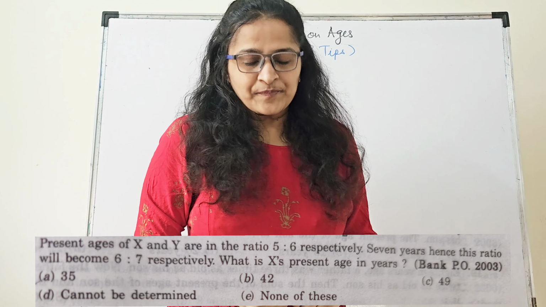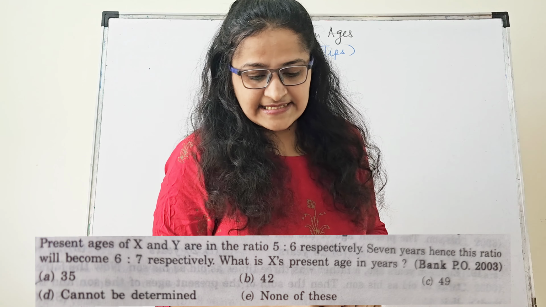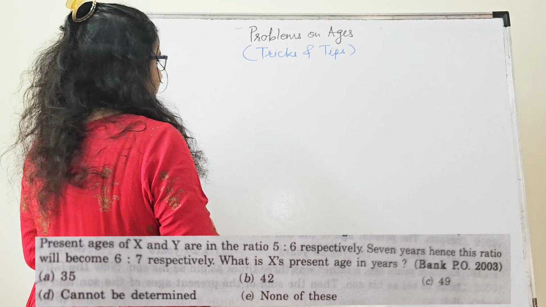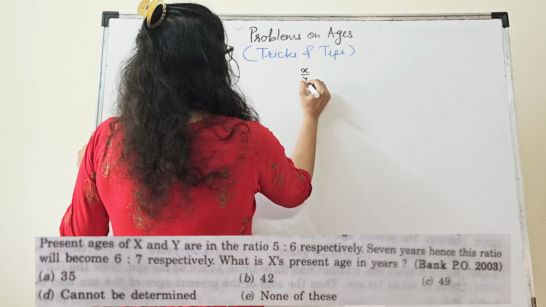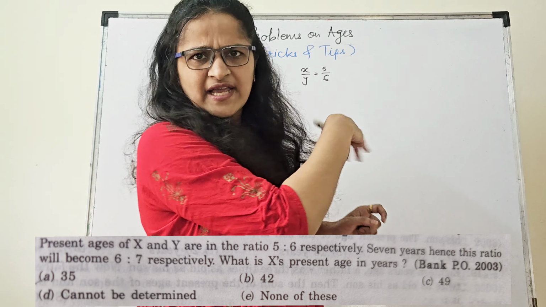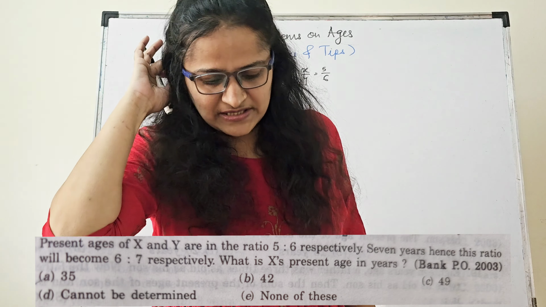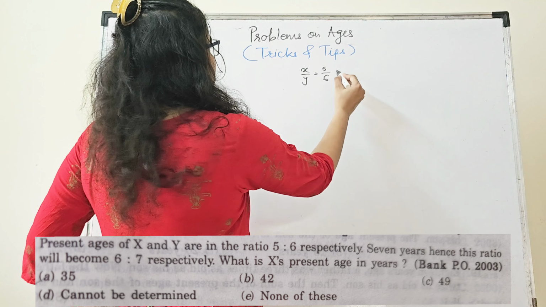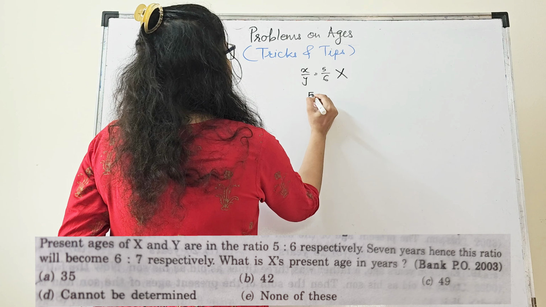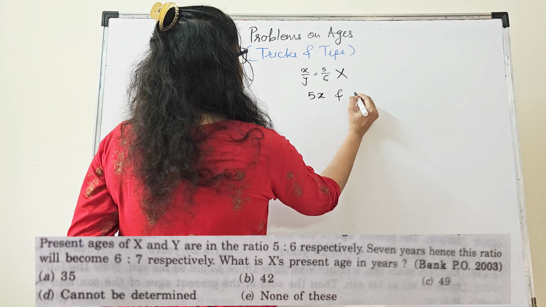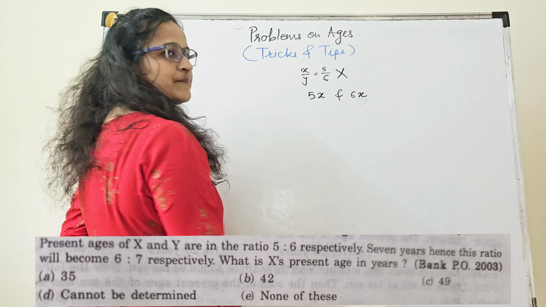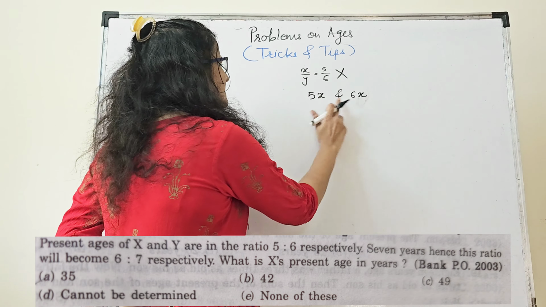Let's quickly solve. What they are saying is that the present ages of x and y are in the ratio 5 and 6 respectively. Instead of writing x is to y as 5 is to 6, as we used to do, and then the other condition also in the form of x and y, here, no, don't do it this way. What we'll do is assume the current age of x as 5x and the current age of y as 6x. Why this x?